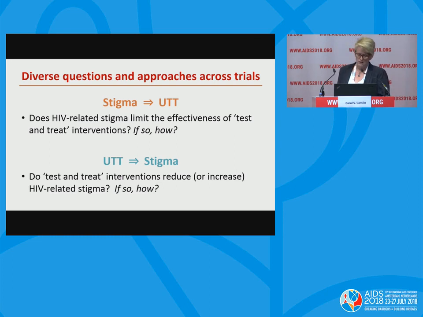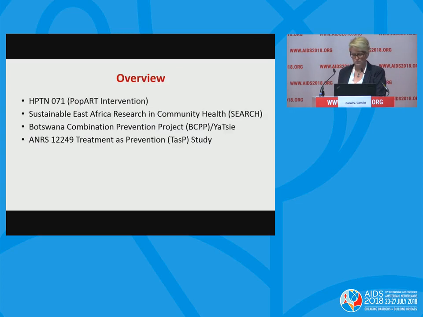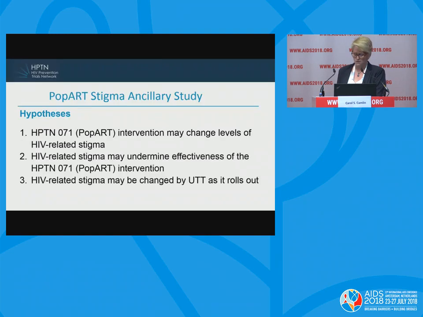And the second set of questions have to do with the effect of test and treat on stigma. So do test and treat interventions reduce stigma or increase stigma or in some way change HIV-related stigma? If so, how? So here's the order of my presentation. I'm going to be talking about research in PopART, then SEARCH, then the BCPP trial, and finally TasP in KwaZulu-Natal.